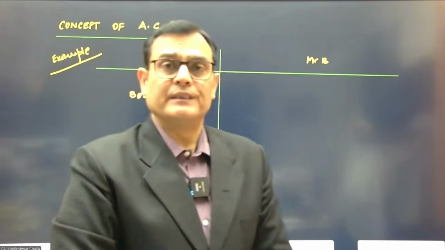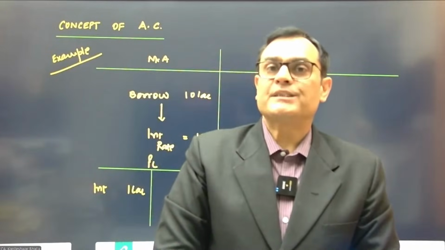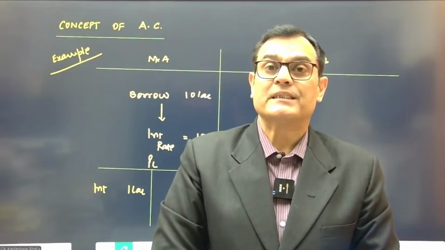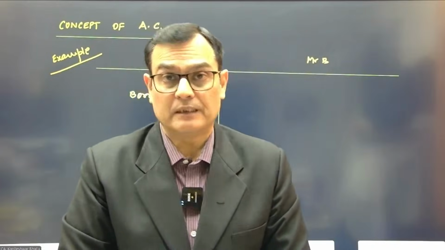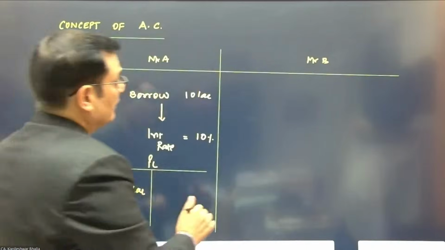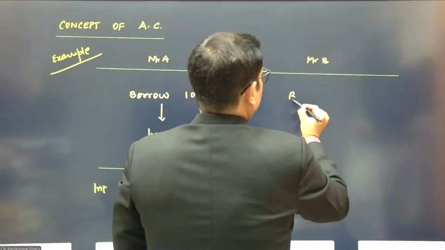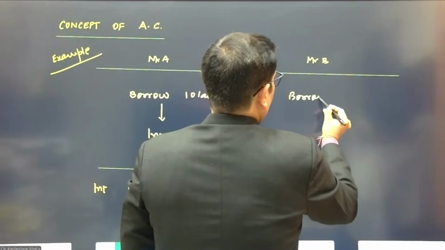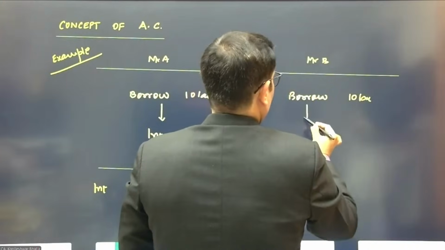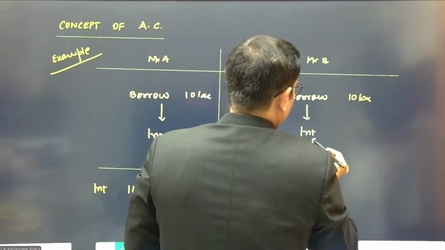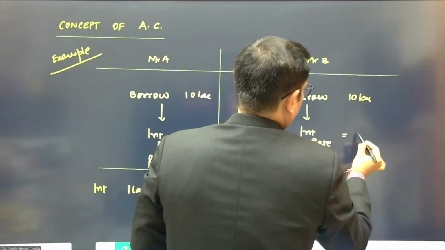So it's absolutely a clean deal where A says, I want to borrow 10 lakhs and he pays interest at the market rate of 10% and he puts 1 lakh into the P&L as interest. Now, let's go to the other person, Mr. B. He also goes to borrow in the market and he also wants to borrow 10 lakh rupees. And he's also very clearly told that the interest rate in the market is 10%.